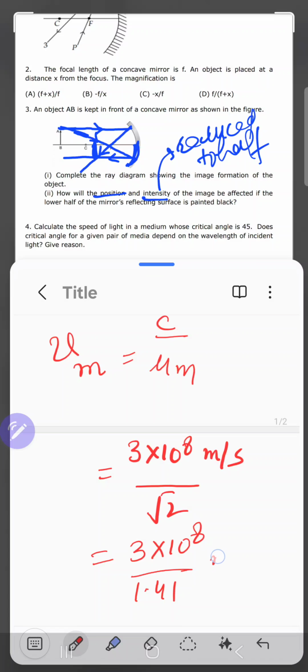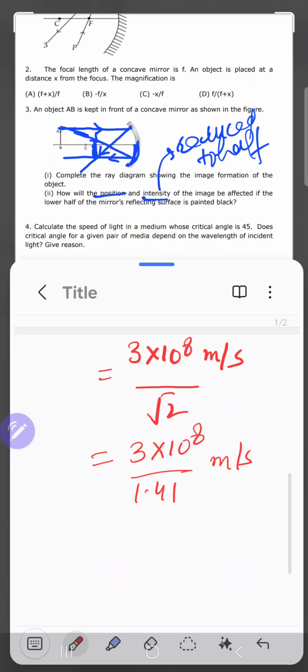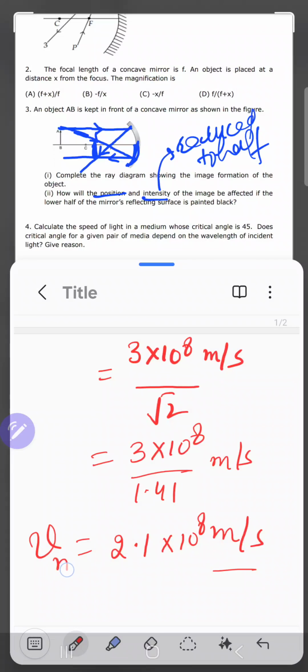meter per second. So this is the velocity of light and its value would be approximately, if you consider this as 1.4, it would come out to be 2.1 approximately into 10 raised to power 8 meter per second. So this would be the velocity of light in that medium whose critical angle is given.